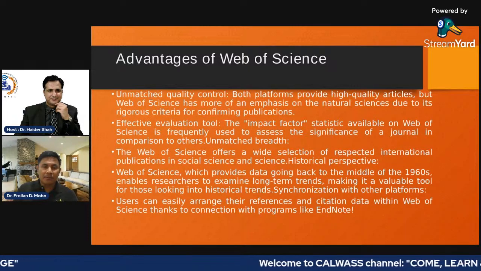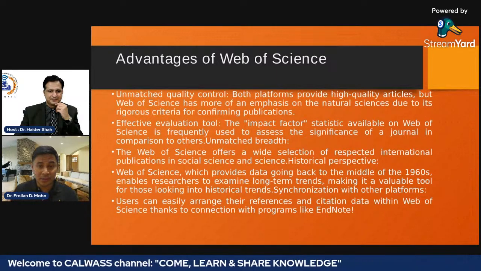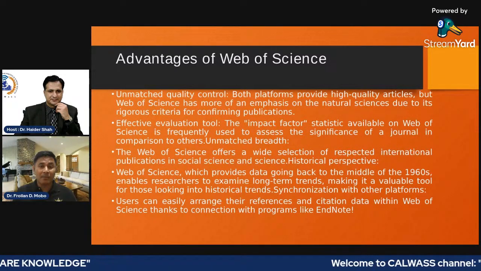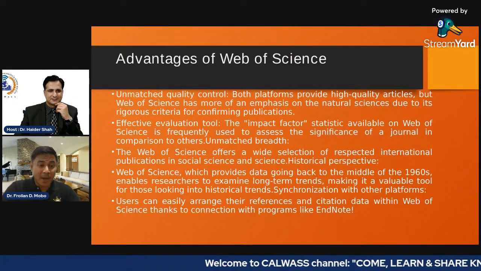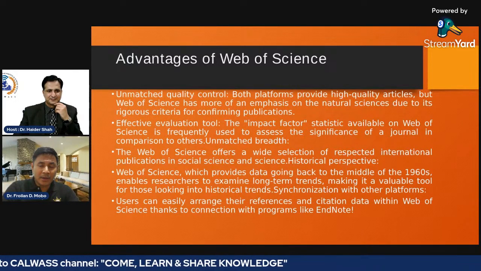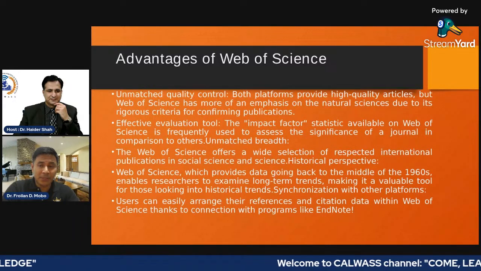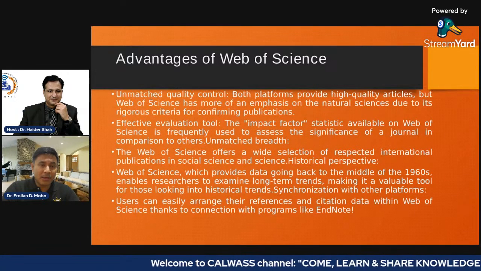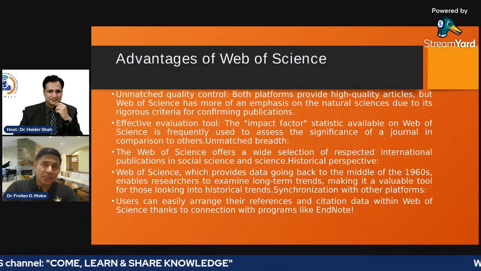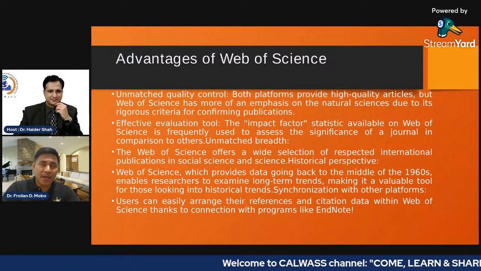Part of the advantages of the Web of Science is, of course, unmatched quality control. When we submit papers to Web of Science, both platforms provide high quality articles that can give emphasis on different areas, not only in social and natural science but in other areas, based on rigorous criteria for confirming publication in journals indexed in Web of Science. Under the Web of Science, there are also some branches which can be considered for the social sciences and other areas.